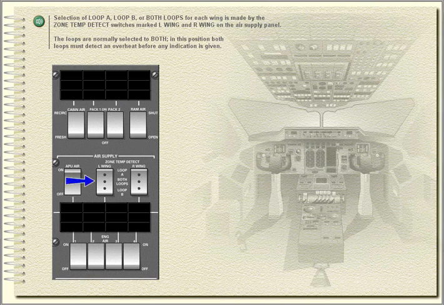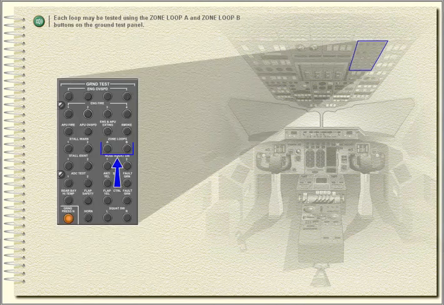Selection of loop A, loop B, or both loops for each wing is made by the zone temp detect switches marked left wing and right wing on the air supply panel. The loops are normally selected to both. In this position, both loops must detect an overheat before any indication is given.